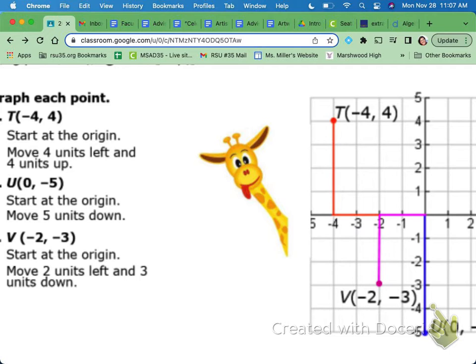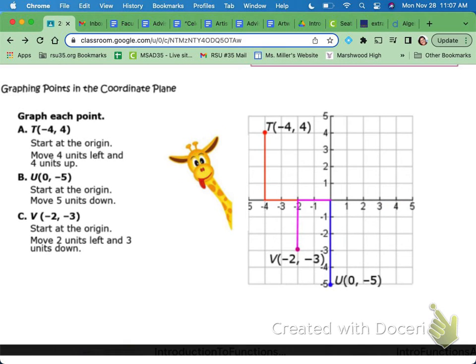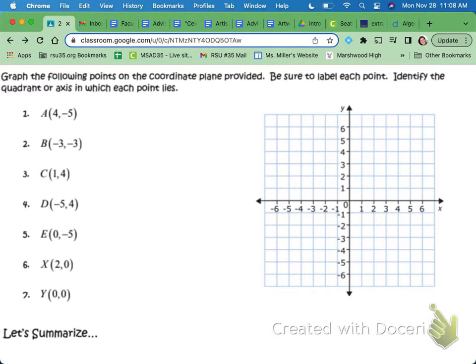My y is telling me to go down 5 units, so that's why point U is down here. V is telling me to go to the left 2, down 3, so that's where my point V would be. Okay, so let's practice plotting points.